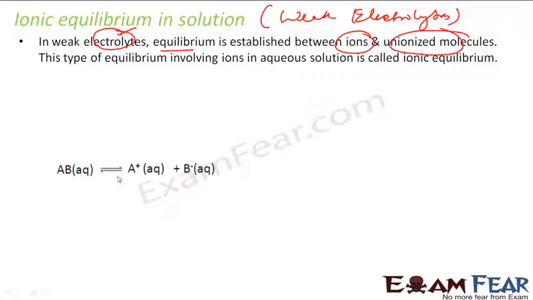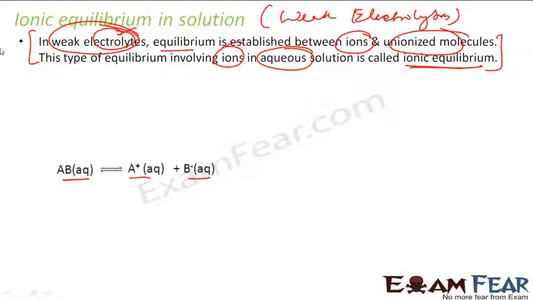For example, I have this AB gives A plus and B minus ion. So there are two ions and these unionized molecules. This type of equilibrium, which involves ions in an aqueous solution, is called ionic equilibrium. Please note, ionic equilibrium is nothing but equilibrium which involves ions in aqueous solution, and this is generally for weak electrolytes. Let me repeat once again: this happens only for weak electrolytes in aqueous solutions, where the equilibrium is established between the ions and the unionized molecules.